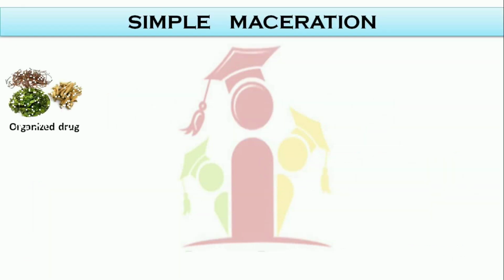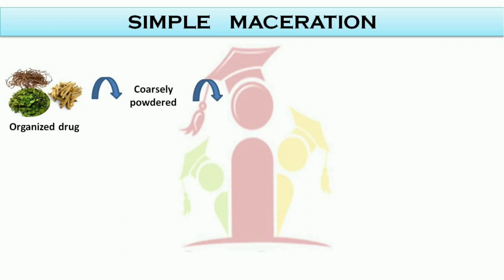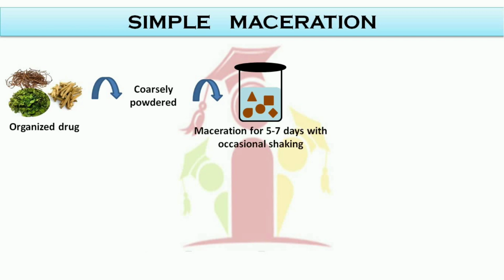Now, simple maceration. In simple maceration, organized drugs are taken. Then they are coarsely powdered, or cannot be powdered also, depending on the texture of the drug. Then the powdered drugs are taken into the beaker or into the chamber where maceration takes place and the lid is closed. Then maceration is done for 5 to 7 days with occasional shaking.